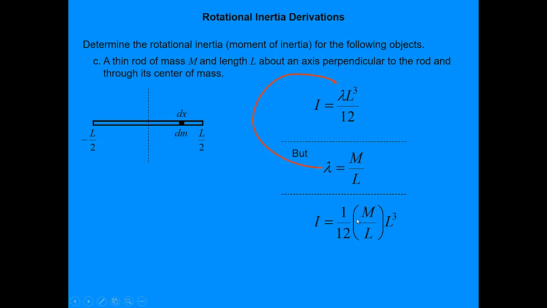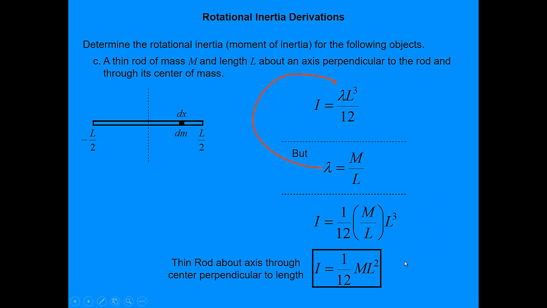And we get 1/12 m over L times L cubed. So this L cancels out with one of the L cubes, and we get 1/12 mL squared. A thin rod about an axis through its center perpendicular to the length. Notice how much smaller this is than the rotational inertia of a hoop.